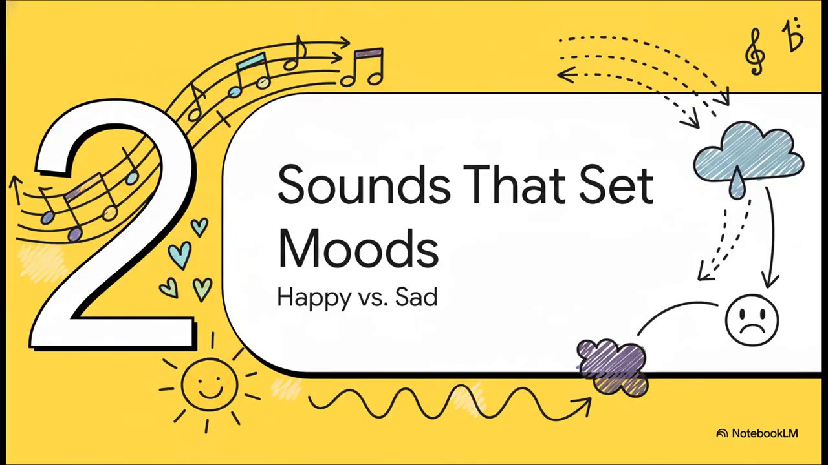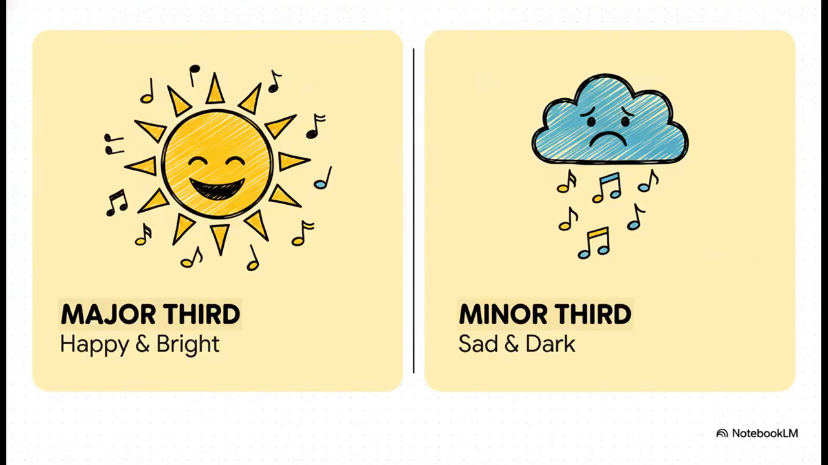Okay, so we've got our anchors locked in. Those are our stable, home-based sounds. Now, let's get into the really cool stuff, the intervals that give music all its emotional color. We're talking about the difference between happy and sad. And here's what's wild. Sometimes the difference between happy and sad is just one tiny step.